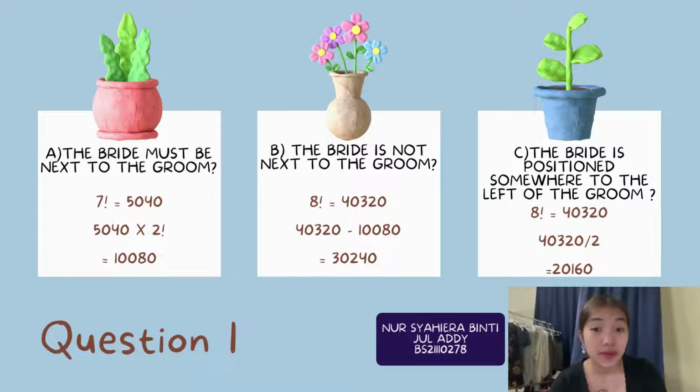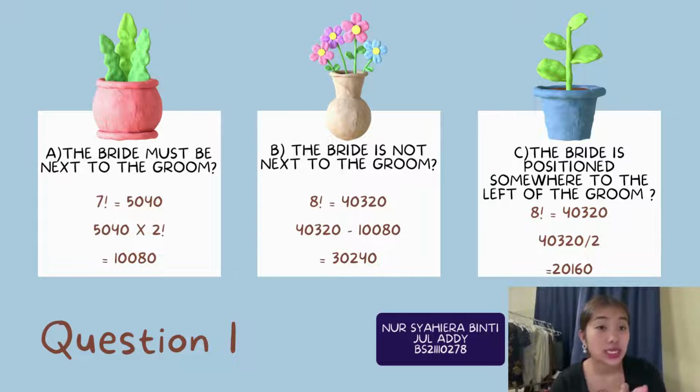Next is part B, where the bride is not next to the groom. First, we calculate the total values, which is 8 factorial, and we will get 40,320. Then minus the value that we calculated from the previous statement, because these are the numbers where the bride is together with the groom. So 40,320 minus 10,080 equals 30,240. So that will be the answer for part B.